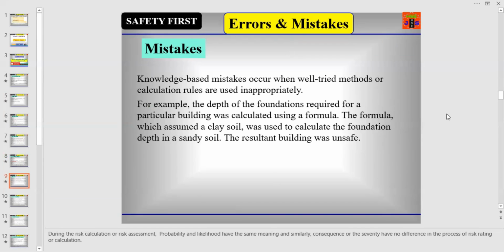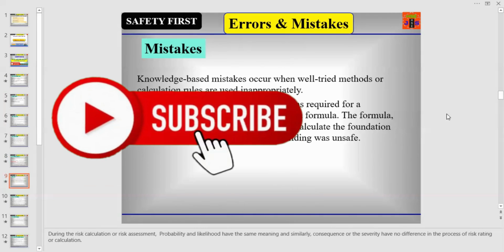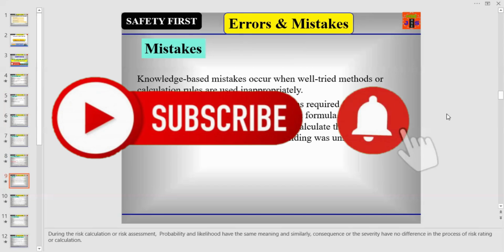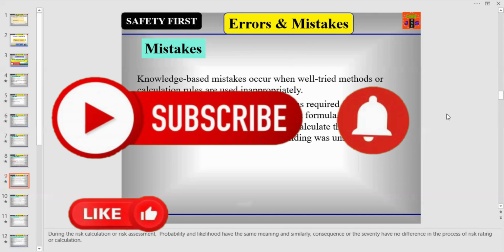But knowledge-based mistakes occur when well-tried methods or calculation rules are used inappropriately. For example, the depth of the foundations required for a particular building was calculated using a formula. The formula, which assumed a clay soil, was used to calculate the foundation depth in a sandy soil. The resultant building was unsafe. This is an example of a knowledge-based mistake.